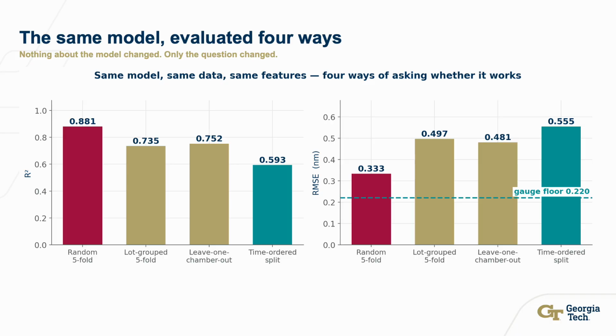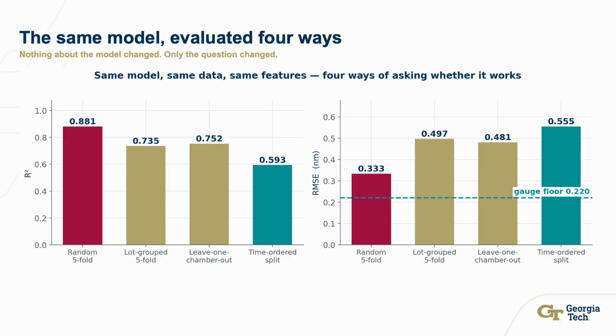Leave one chamber out, 0.5752. Train on chamber A, predict chamber B, and the other way. Time ordered, 0.593. From 0.8281 to 0.593, nothing about the model changed. The model was never good at 0.881 and never became worse. 0.881 was always a measurement of something other than what we thought.